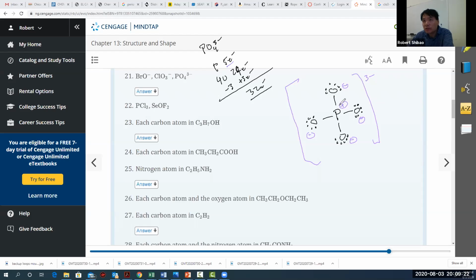Now, when we look at phosphorus, it has 4 single bonds. And so phosphorus with 4 single bonds means it's going to be tetrahedral. And so 1 single bond in the plane.